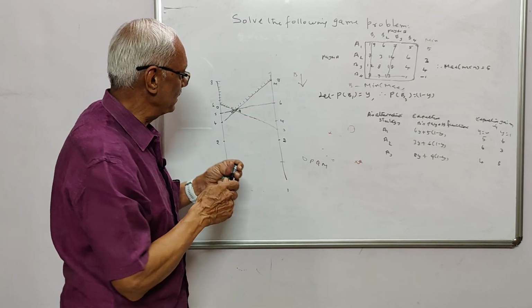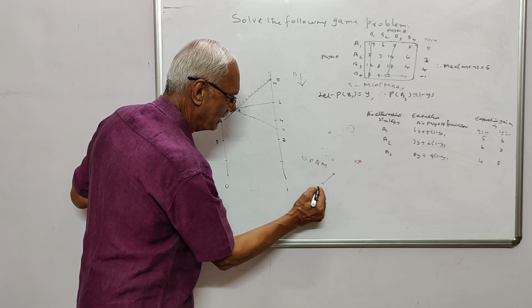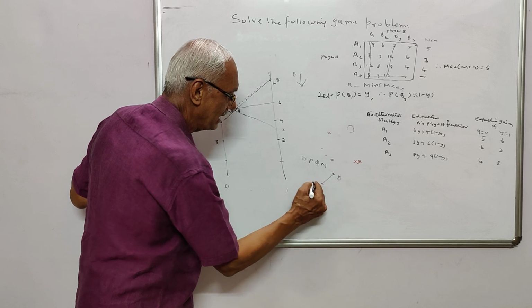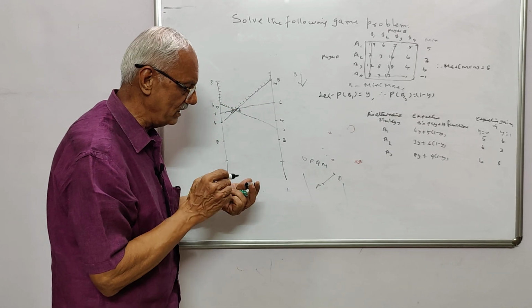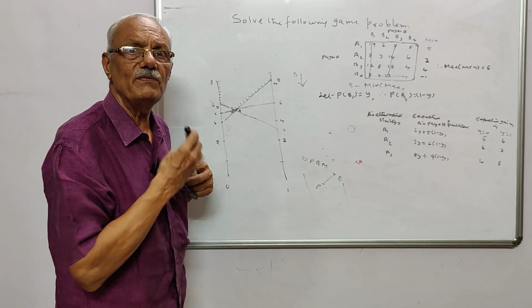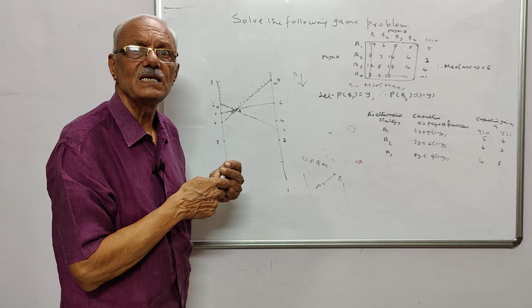Because see, these 2 points are like this. This is Q and this is P. And you see that now, when you go down below, the value gets reduced. So B will always try to see that his loss is minimum.